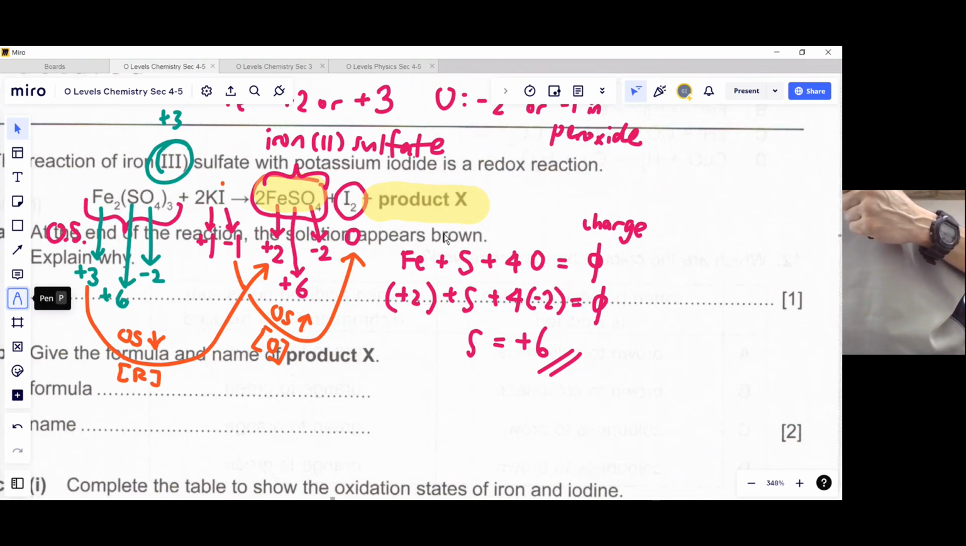In this case, iodine is produced, is a product. So yeah, it turns the mixture brown. That's all. Please remember iodine, please do. It comes up very often.